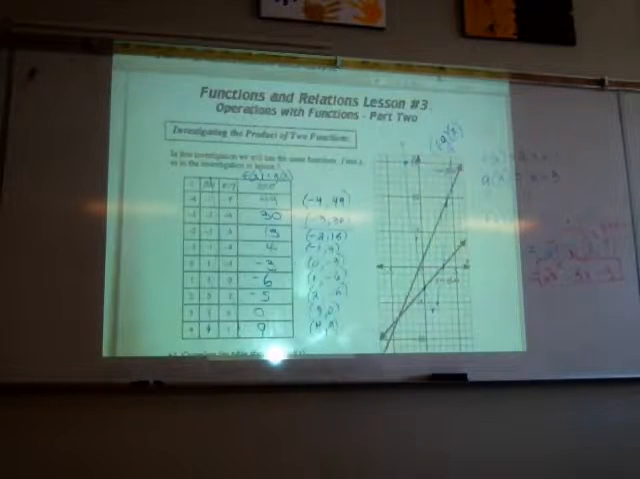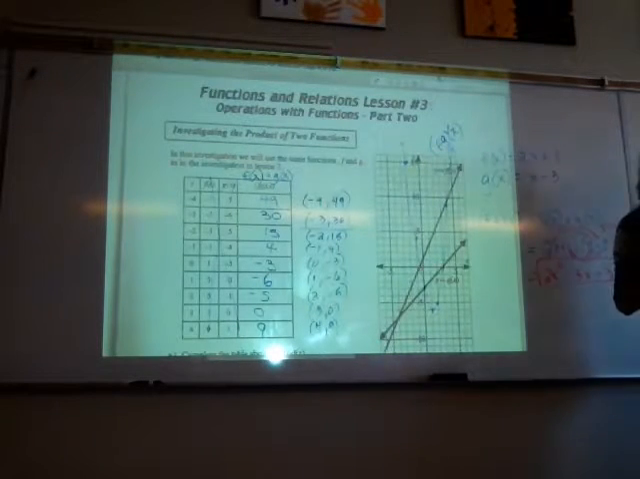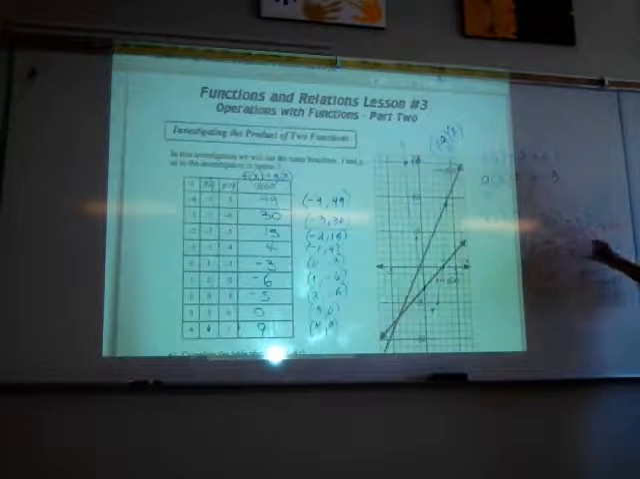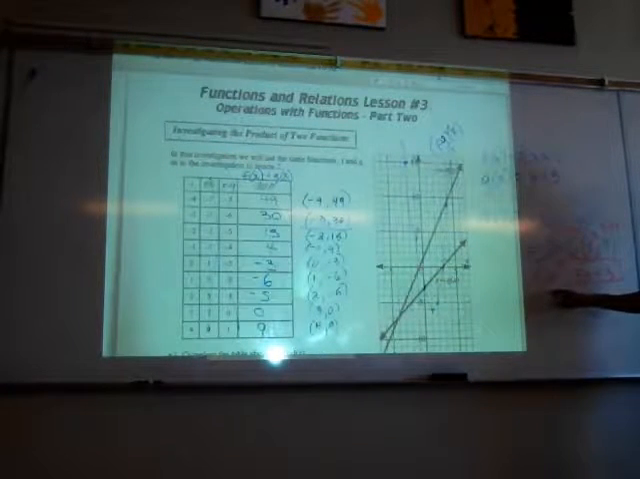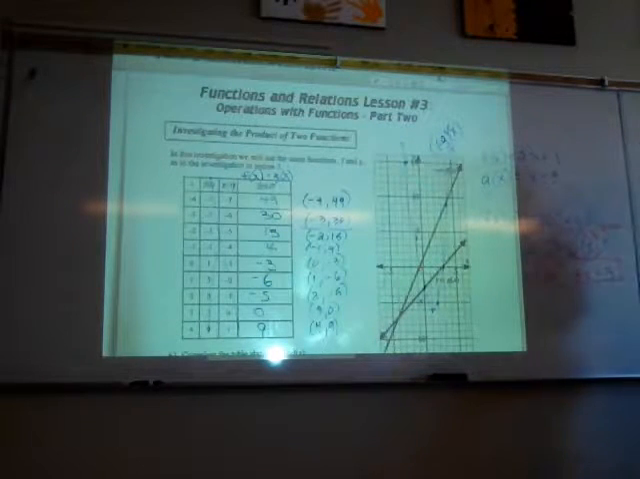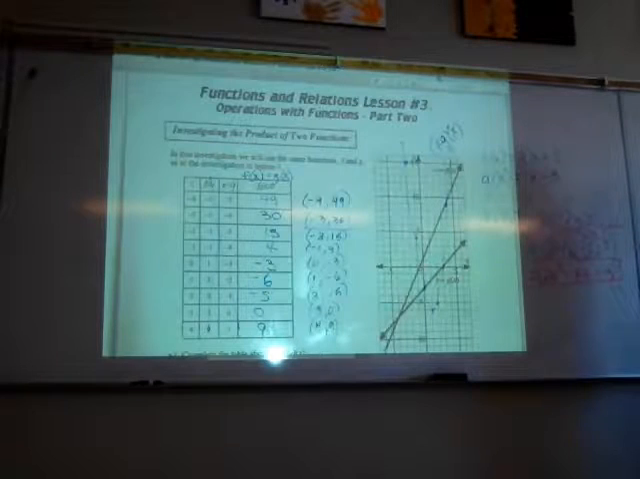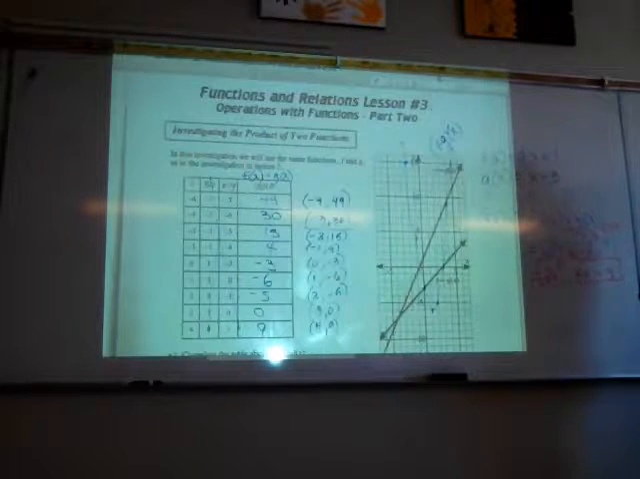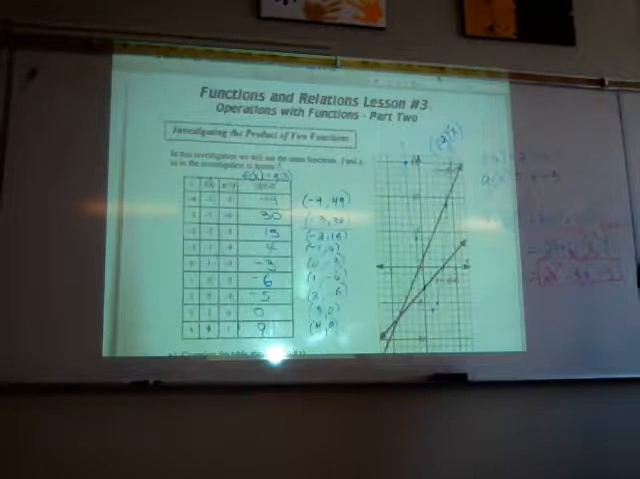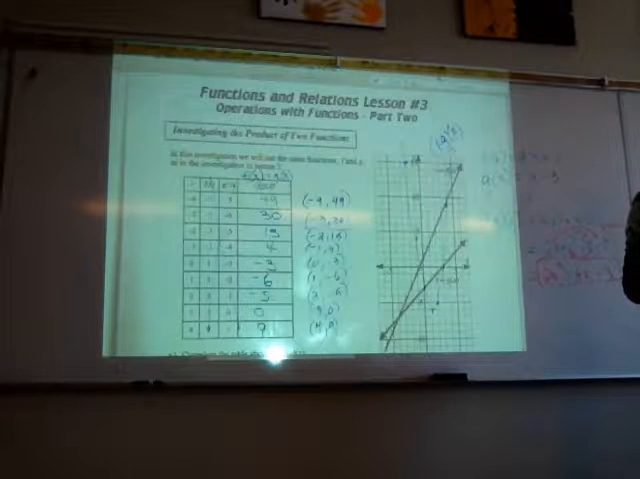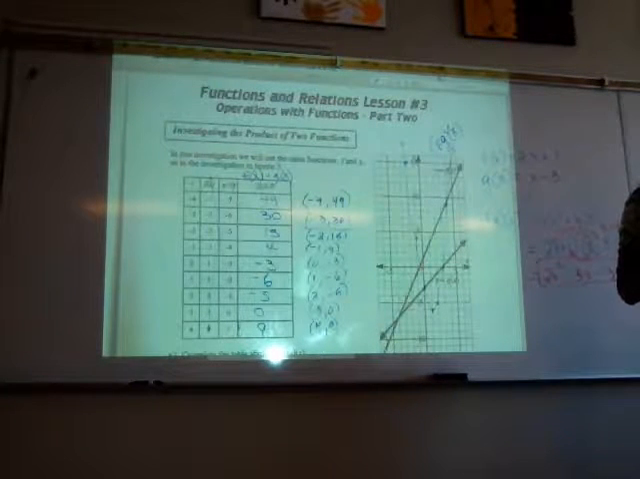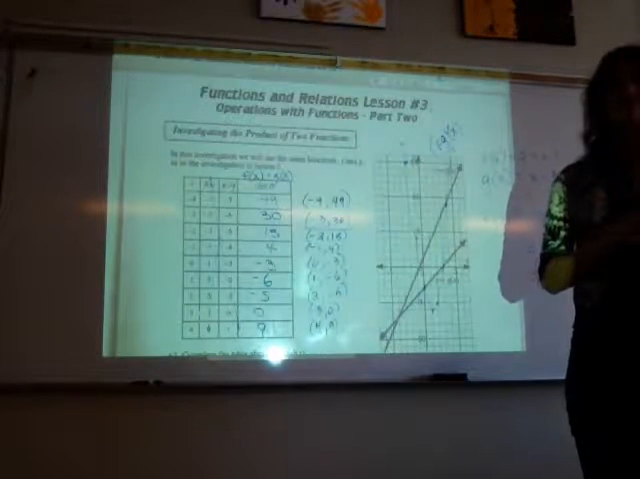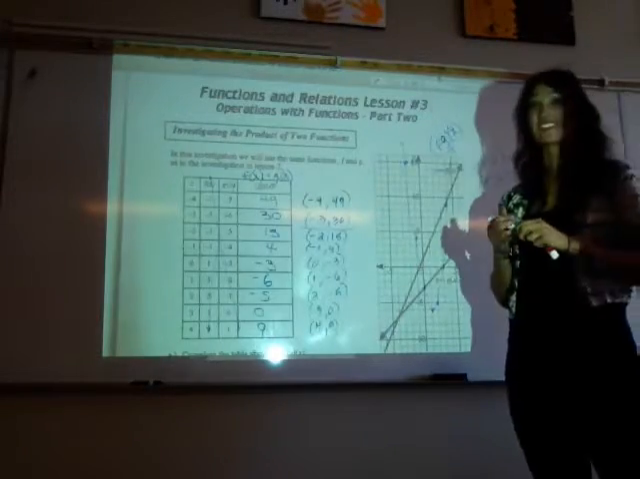I'm just going to jump to part G. What did you guys notice happened when we multiplied a line times a line? X times X gives us an X squared, which is a parabola or a quadratic function. So when you multiply a linear function times a linear function, many times you're going to get a quadratic function. Okay, but there is a scenario where maybe we wouldn't get a quadratic function. Can you guys think of that? Can we multiply two straight lines and not get a quadratic function? Are there any straight lines that wouldn't have an x? Yeah. A horizontal line? Good.